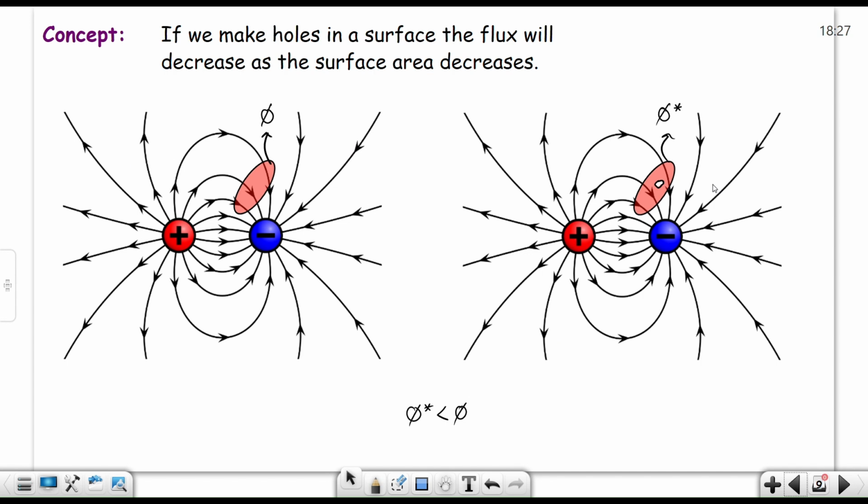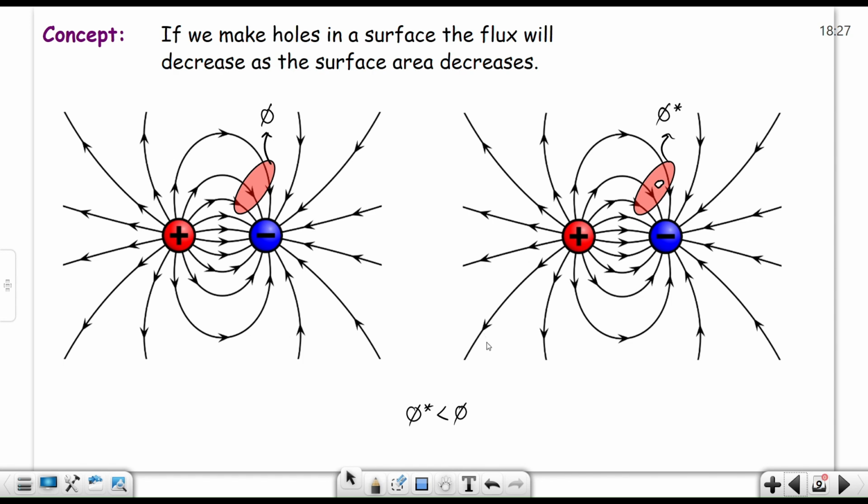So this is the concept part of the problem. Suppose there is a positive charge and a negative charge, then you all know that the field lines will be like this. Now if I take an area here and the flux through this is phi, suppose, and now I made a hole in it, then the flux will obviously change as the surface area changes. Suppose the value is phi star, then I can say obviously that phi star will be less than phi because the surface area has decreased.